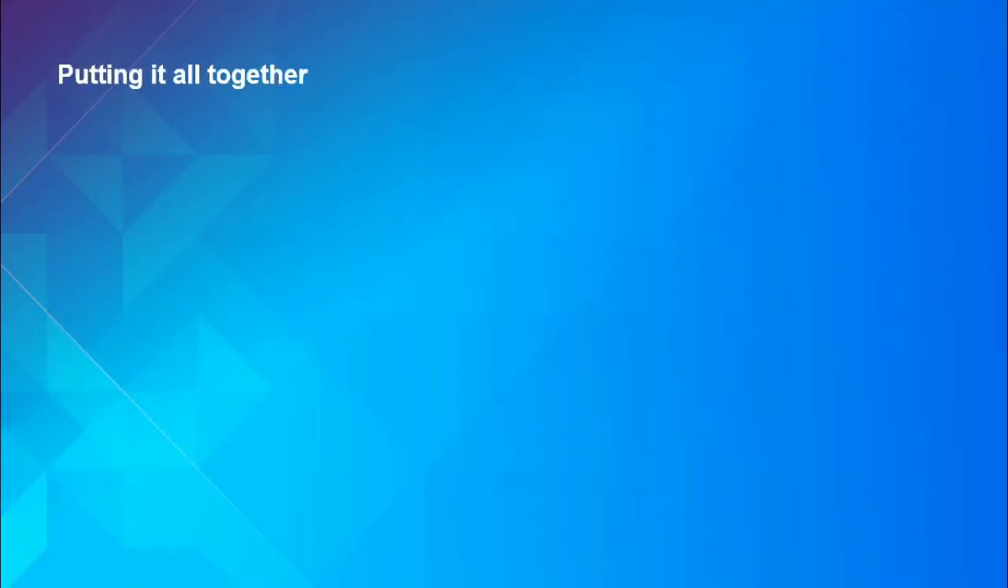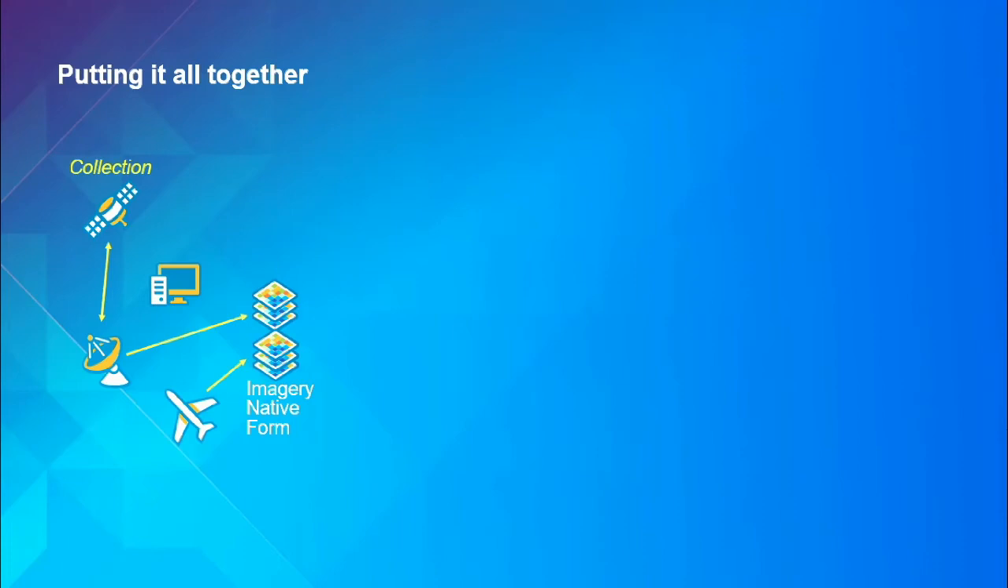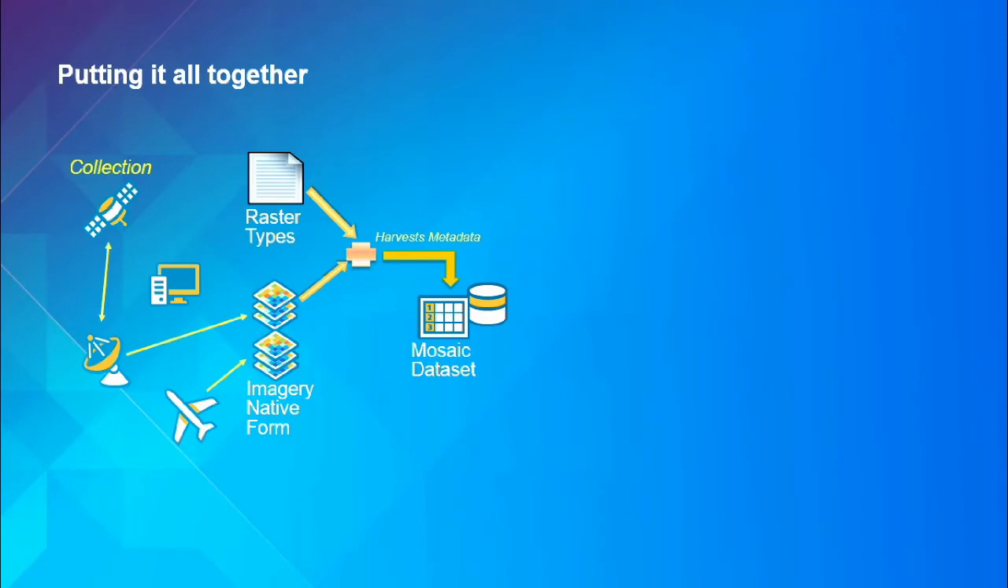Now, the big part of this is putting it all together to give you a better picture of what we just saw, especially in my demo. Basically, you have this collection of imagery that comes from the sensor, goes to a ground station, or gets flown down to the ground and gets taken off the bird. You have this whole big collection of imagery in its native form, right? You combine that with ingesting that imagery into a Mosaic Dataset by leveraging the Raster types. The Mosaic Dataset points back to the imagery. It doesn't copy it.